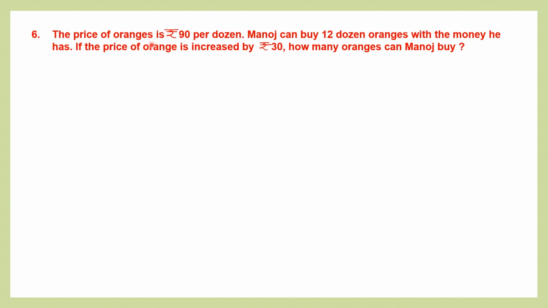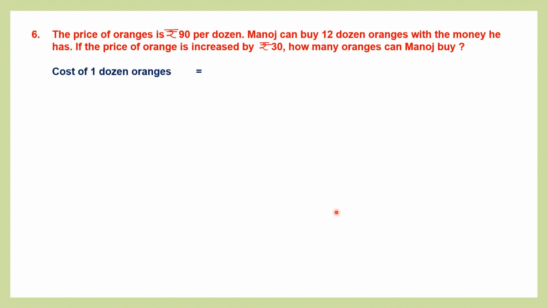Question 6. The price of oranges is 90 rupees per dozen. Manoj can buy 12 dozen oranges with the money he has. That is, if the price of oranges is 90 rupees per dozen, then Manoj can buy 12 dozen. But if the price of oranges is increased by 30 rupees, how many oranges can Manoj buy now? Okay, so that is the question.